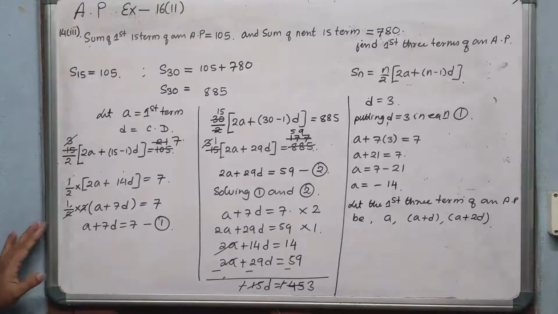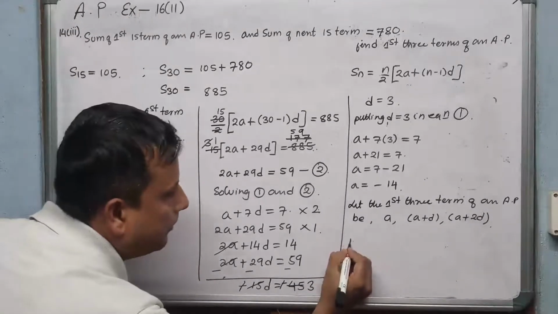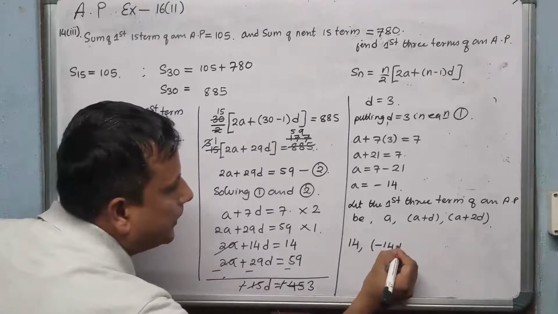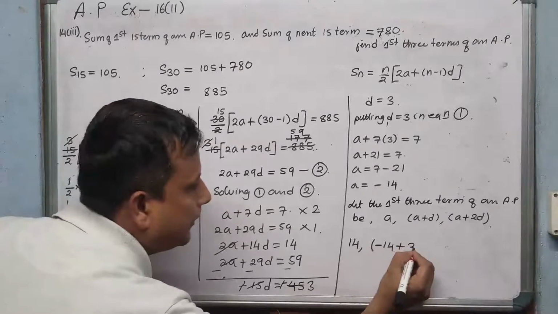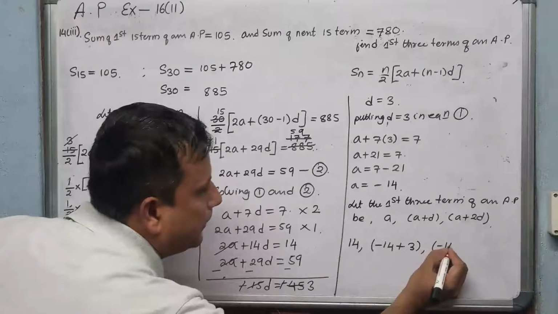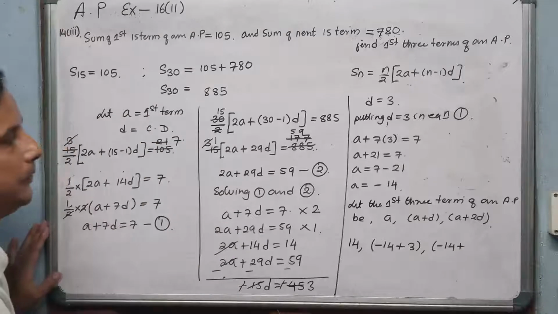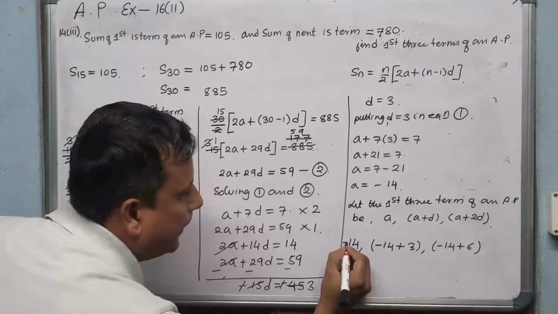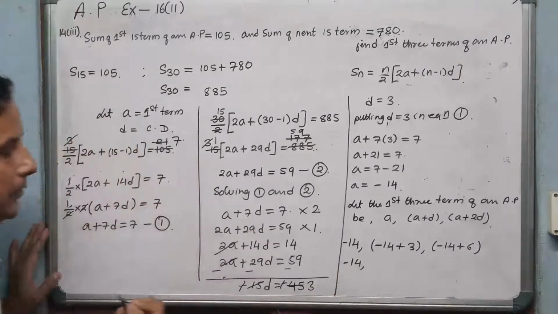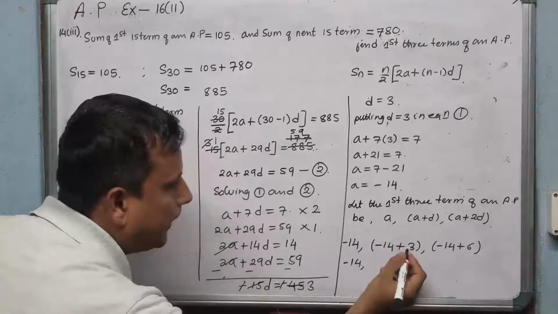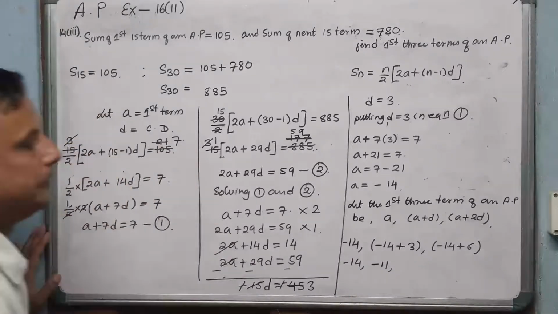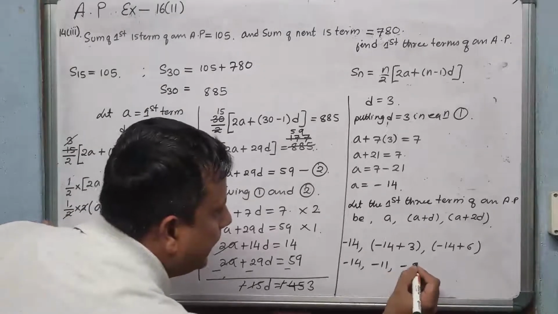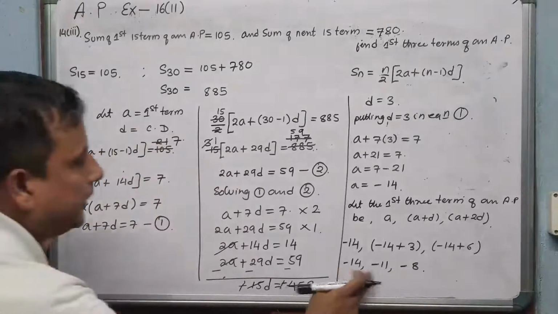Now I'll substitute these values over here. The value of a is minus 14. Then next will be minus 14 plus d, and d is 3. Next is minus 14 plus 2 into d, d is 3, 3 twos are 6. The first term is minus 14. The second term will be minus 14 plus 3, which is minus 11. Then the third term will be minus 8. These are the first three terms of an AP.